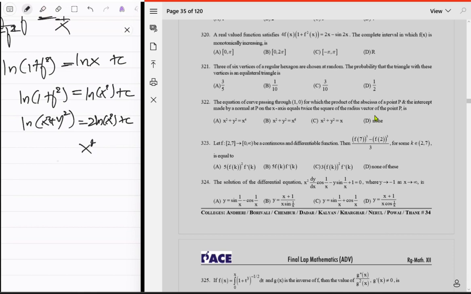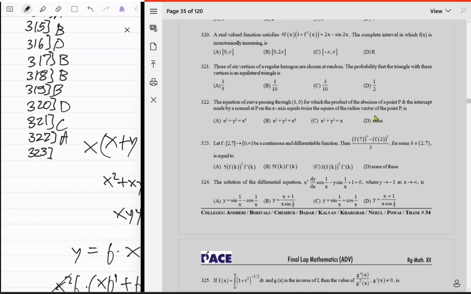अच्छा और क्या बोला है, this passes through 1, 0, so when x is 0 y should be 1. Yeah, so x is equal to 0, तो ये तो मर जाएगा यार, तो सही नहीं हुआ. Wait, नहीं, जब x 1 है तब y 0. Okay, understood. So c is basically what, because ये तो 0 हो गया, ये भी 0 हो गया, c is 0 in that case. This is what's going to happen, which means x power 4 is equal to x squared plus y squared. That's our answer.